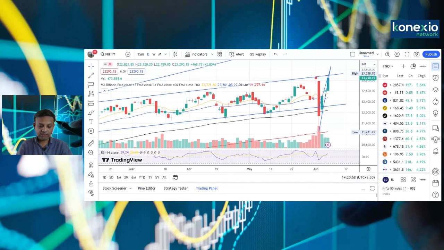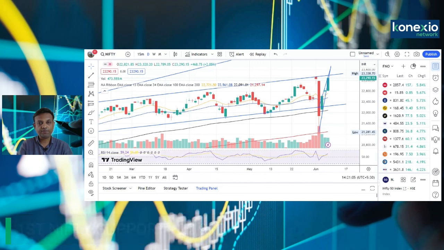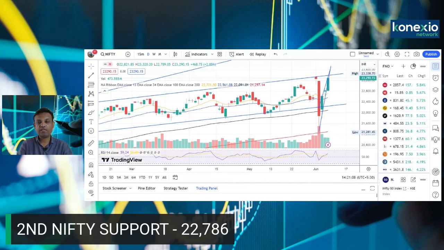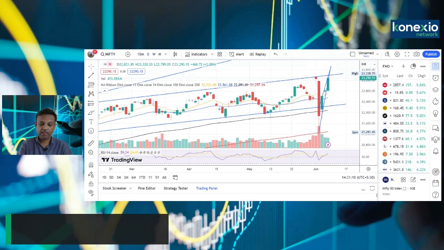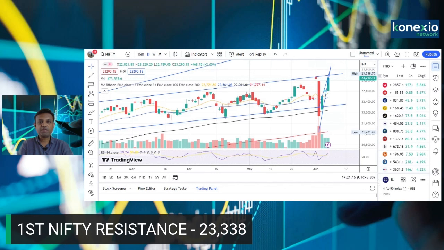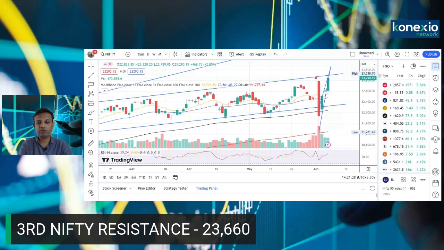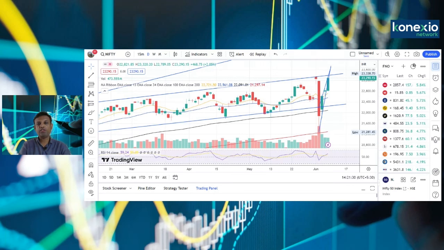So friends, let us discuss the important support and resistance levels in Nifty for the next week. The first support in the Nifty is placed around 22,910. Below that, the second support is placed around 22,786, and the third support is placed around 22,642. Whereas on the upside, the first resistance is around 23,338, which is the all-time high. If it closes above that level, then the next resistance is around 23,515, and the third resistance is around 23,660. These are the crucial support and resistance levels in Nifty for the next week.